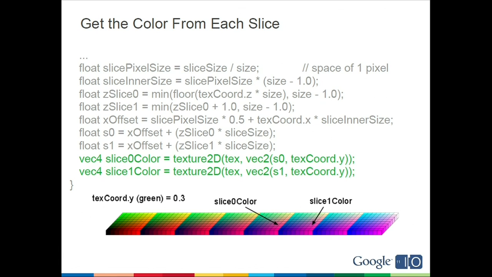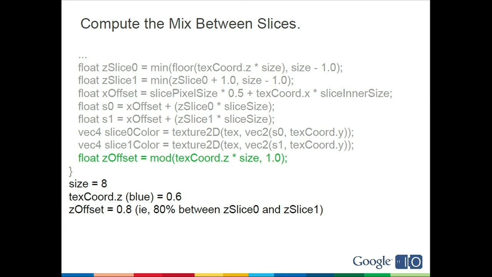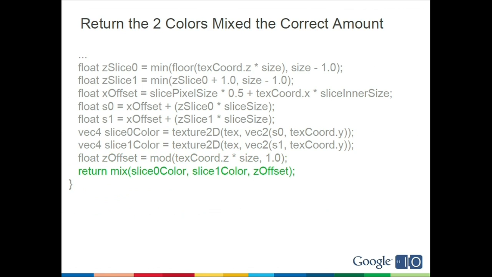Finally, we need to mix those 2 pixels. So this math computes how much to mix them. If we were passed in a blue of 0.6, it would come out with a value of 0.8. And what 0.8 means is that you can think of it either as a position, 80% of the way between slice 0 and slice 1, or you can think of it as 20% of slice 0 and 80% of slice 1. And in GLSL, you can do that with one line called mix.